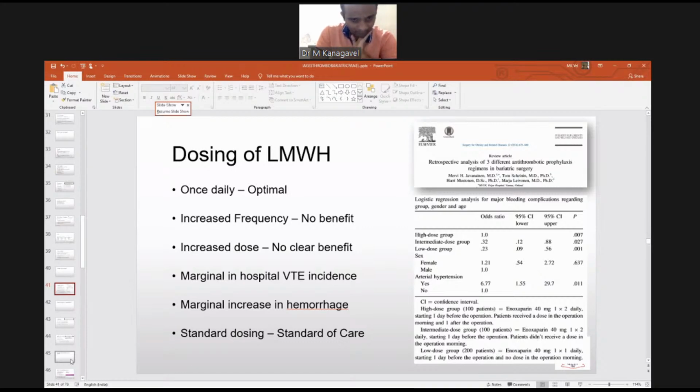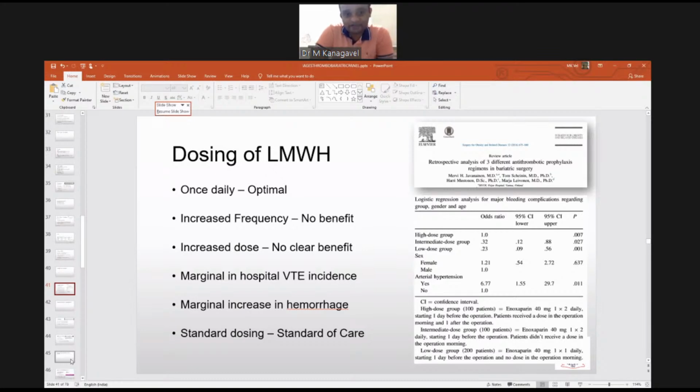In that study, they found that there was no incidence of thromboembolism in this 400-patient cohort, but there was an increased incidence of bleeding in the high and intermediate dose groups as compared to low dose. So once daily dose is optimal; increased frequency or dosage has not shown any benefit, and there is an increase in the risk of adverse events in the form of hemorrhage.